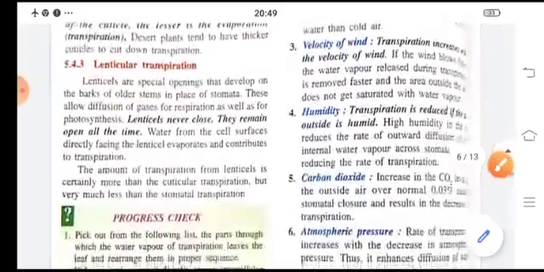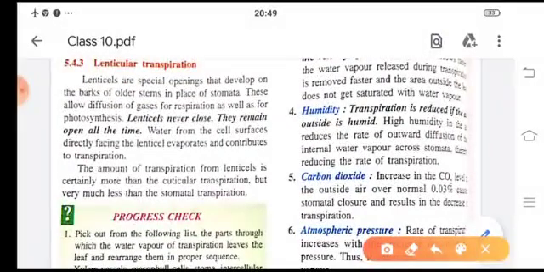Next is lenticular transpiration. Lenticels are special openings that develop on the barks and older stems in place of stomata, and the diffusion of gases takes place from these lenticels. These lenticels never get closed; they remain open all the time.